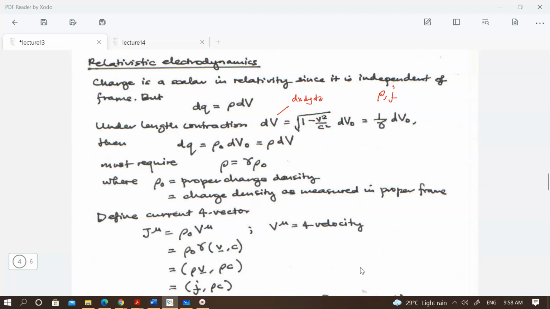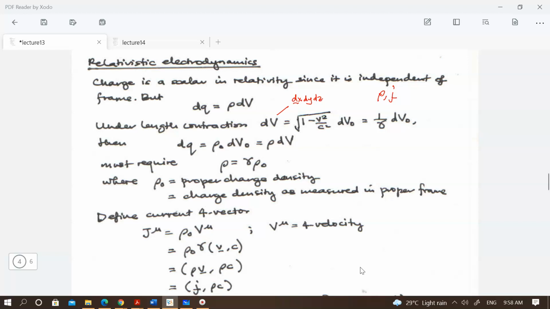Sorry, I forgot that I should now circle the thing. So this is your volume element. Let's say you have a boost along your x direction. So your length x will be contracted, but your transverse components, or the transverse directions, will not be contracted. So the only changes that you see are because of the boost along the x direction.